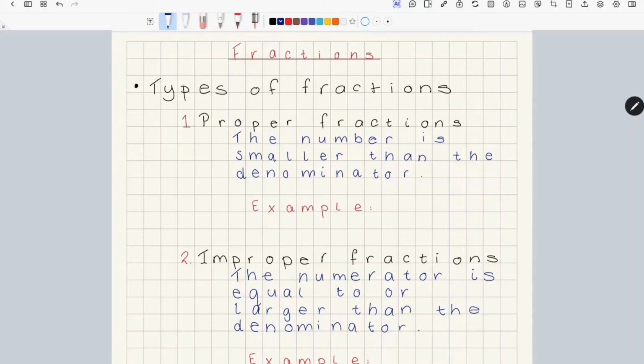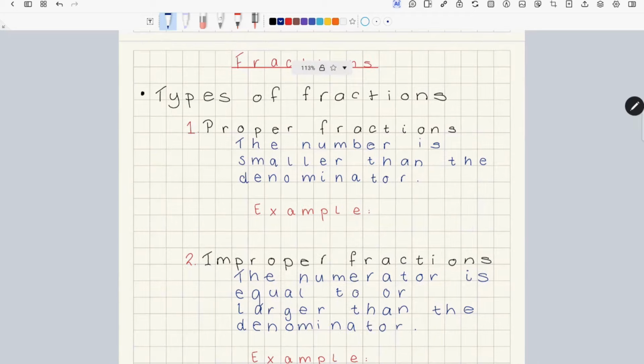Now the first one we'll get into is proper fractions. This is where the numerator is smaller than the denominator and not larger than the denominator. So the example here would be 3/4, as this number is smaller than the denominator.